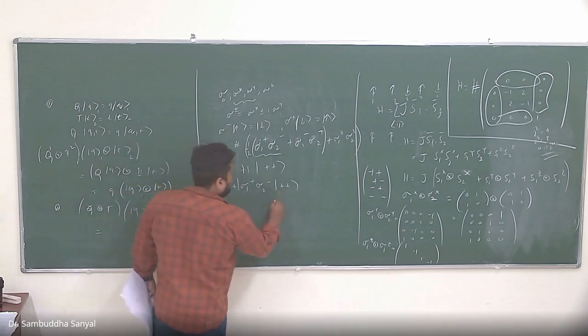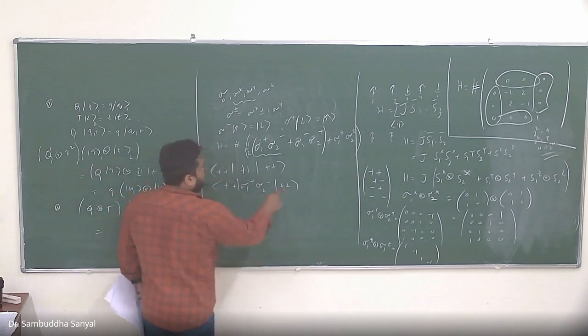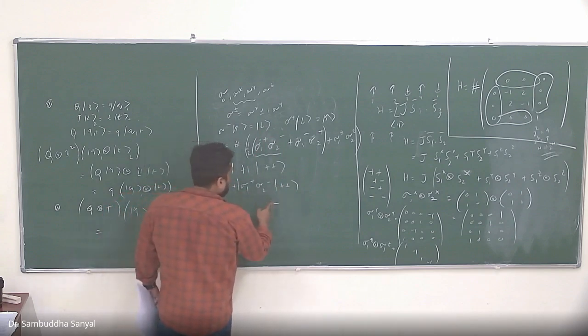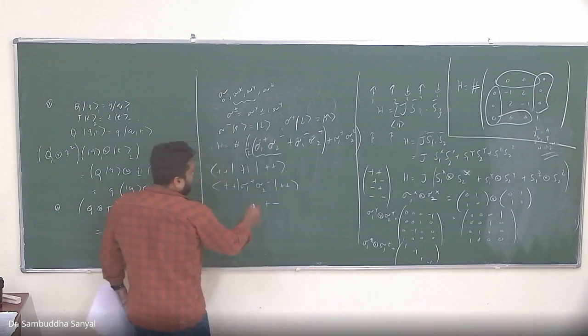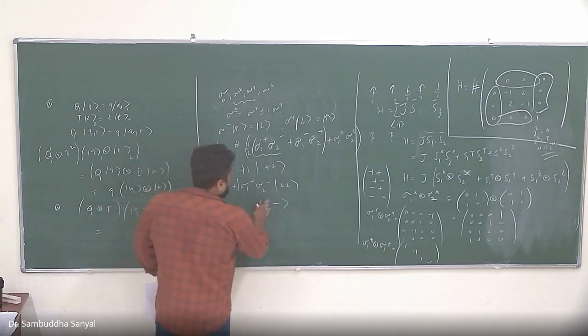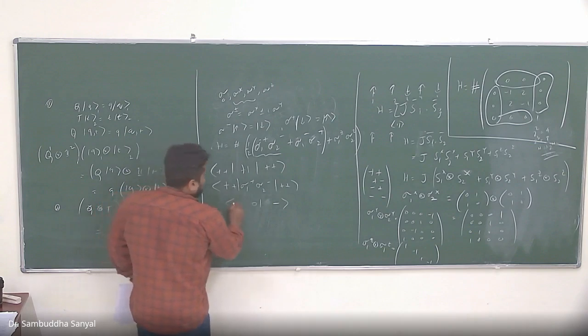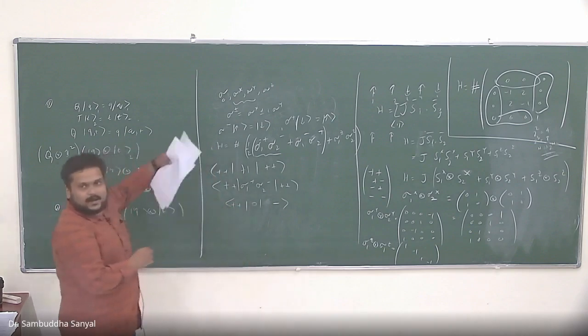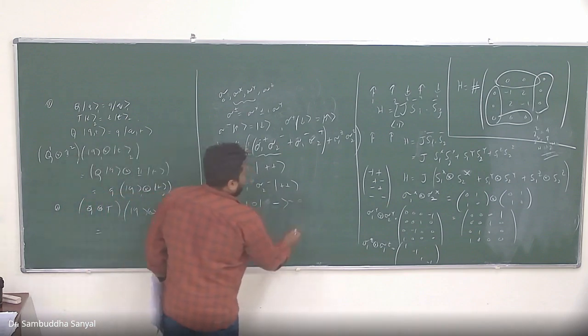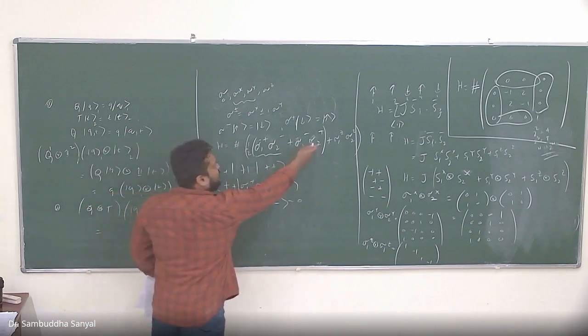What will this do? This will flip this to minus. Plus means up, minus means down, and this will flip this too. This will leave it intact, right? No, this will give 0. So this will give you 0 anyways, right? Because up acting on up, plus will give you 0. So this will become 0, right? So similarly, this term will also make it 0.